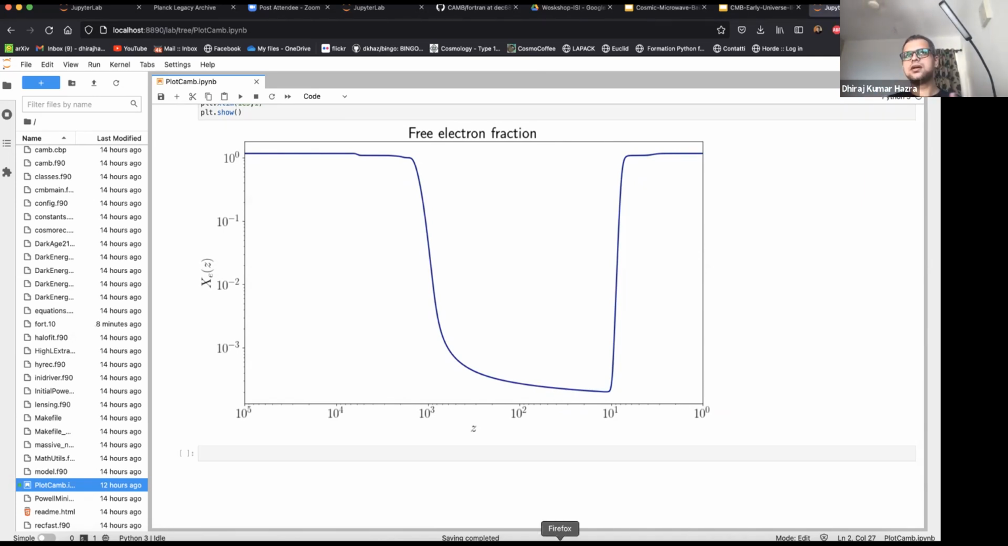Again, remember there is a visibility function. So if your tau changes, your optical depth changes, the overall amplitude of the temperature and the polarization power spectrum increases or decreases. If you just change the history of reionization, let's say whether it is very sharp, or it is shallow and happens very smoothly, that changes only the polarization. We are going to see that.